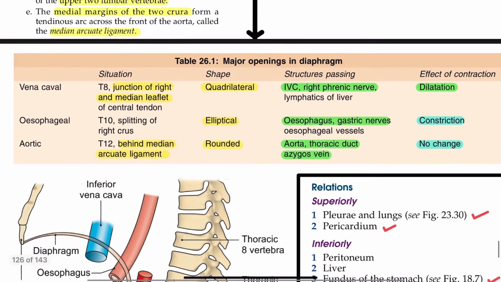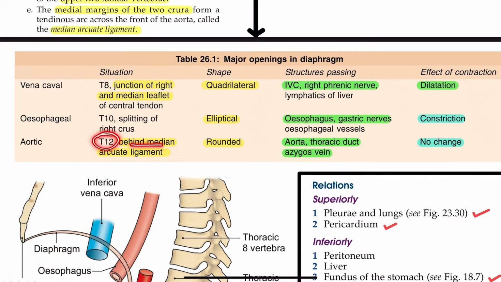And the last, you have the aortic opening at the T12 level behind the median arcuate ligament.